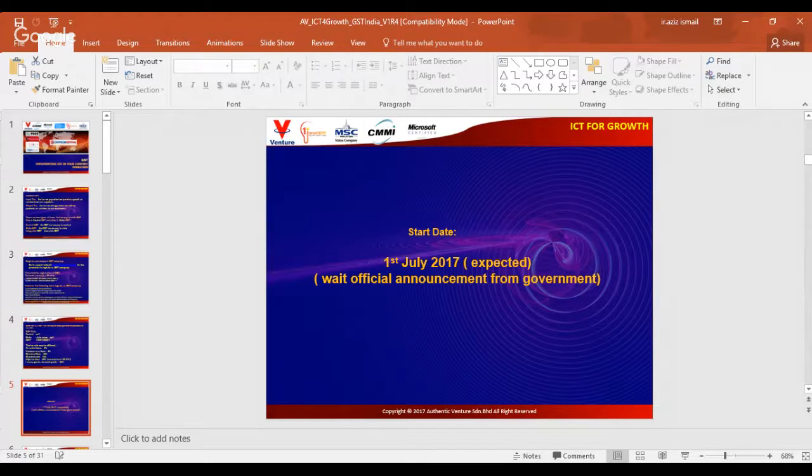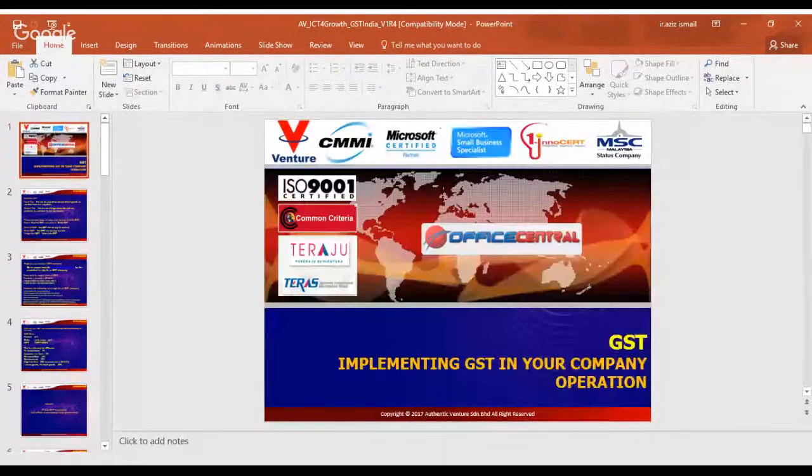Okay, this is the expected date for the GST in India, and basically we will wait until the government official announcement whether the 1st July is on or not. But we expect it will start 1st of July.